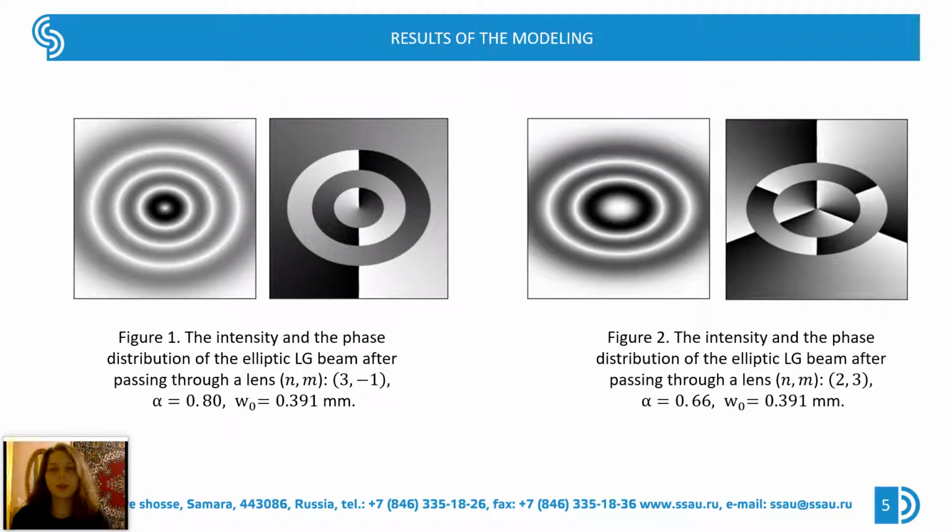Now we will look at the results of the modeling. In figures 1 and 2, we can see the intensity and the phase distribution of the elliptic LG beam after passing through a lens. As can be seen from the results, when propagated through the lens, the elliptic LG beam forms a diffraction pattern that is rotated by 19 degrees. The parameter n+1 characterizes the number of rings, and the ellipticity decreases with increasing alpha.